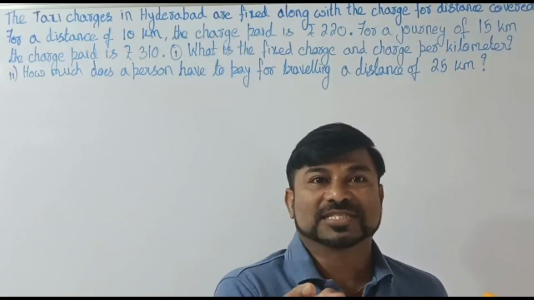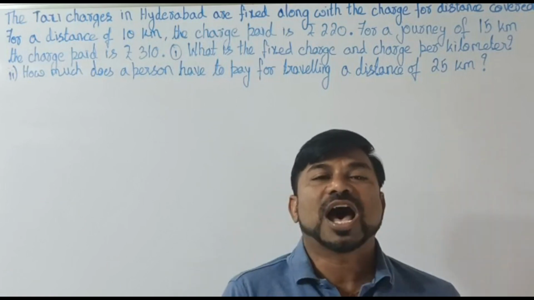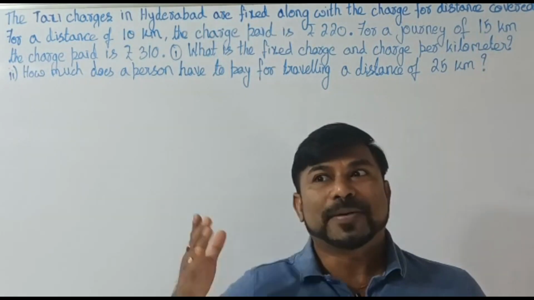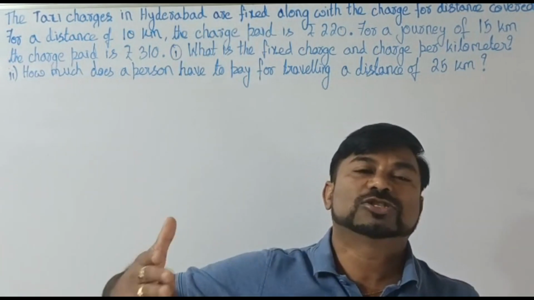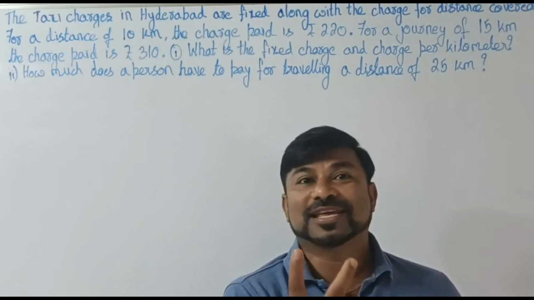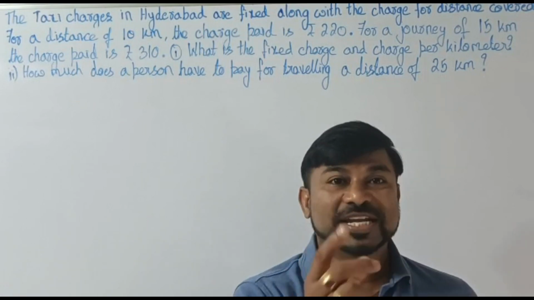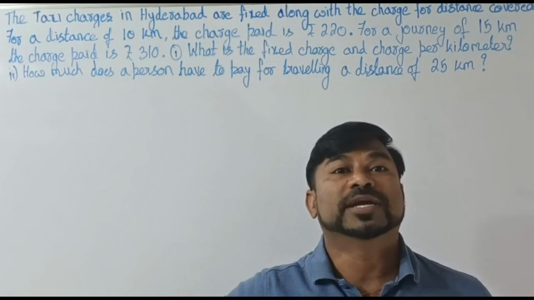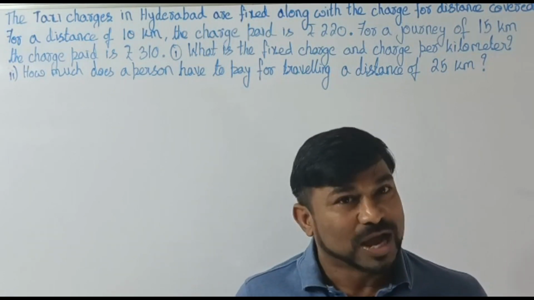So these are two things. The fixed charge means the charge for the vehicle, not for traveling. Later on, per kilometer it will be charged. That is called the charge per kilometer. So how many unknowns are there? We have two unknowns. The first one is the fixed charge. The second one is the charge per kilometer, as much as he has traveled. I think you got this.